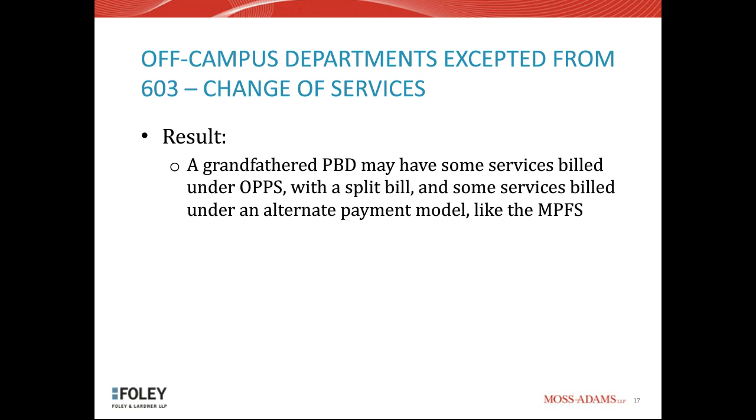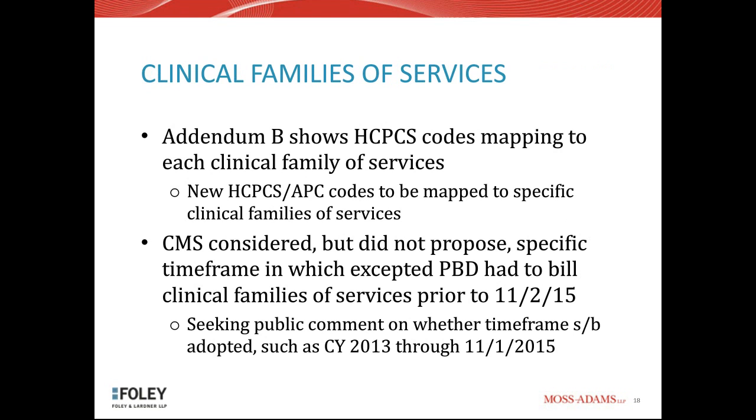So then if we do go into clinical family of services, Addendum B of the proposed rule gives you a list of all your HCPCS codes and the APC code assigned. And CMS has identified clinical family of services, so you might want to consider reviewing your claims to see what clinical family of services you've been providing prior to November 2nd. Because CMS is going to want to know how they're going to track and make sure hospitals are compliant with sticking within their clinical family of services.